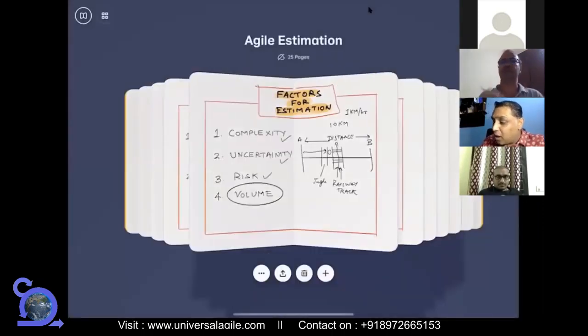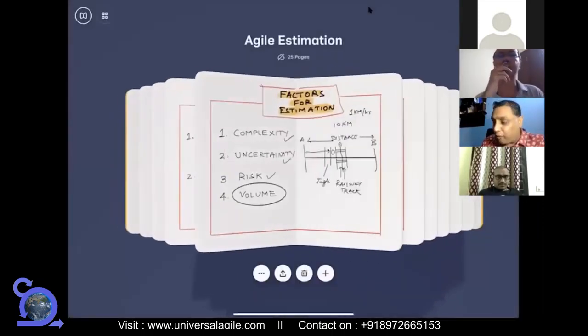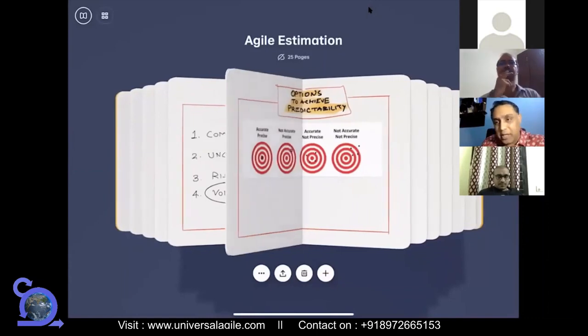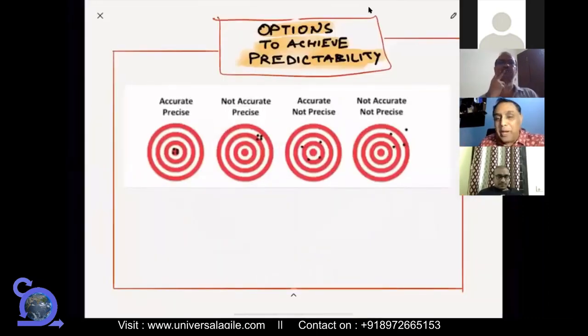Great question. Now, in this situation, when you have complexity, risk, and uncertainty, how do you bring predictability? Because what did we start with? The bottom line of estimation is what? Predictability. And because of complexity, uncertainty, and risk, what will go down? Your predictability will go down. Now, what are the options we have? Let's look at it.